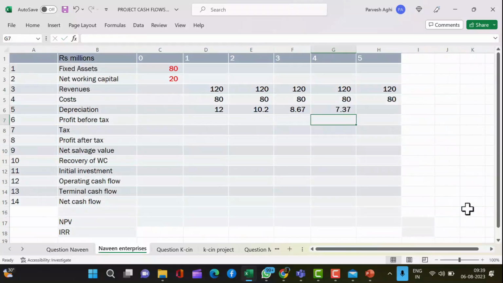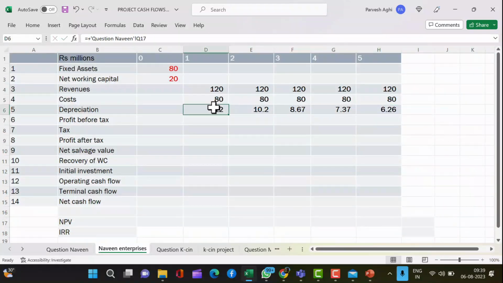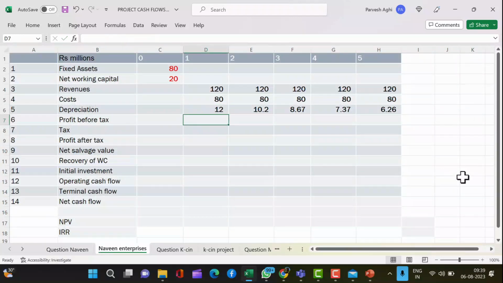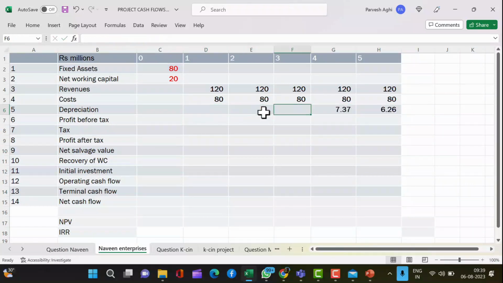Sir, what is 15% depreciation? I'll just tell you. We can even do it like this also. We just put a plus sign here, go to 80, and multiply it by 15%. So you'll have the same number. Do you see this? If I remove this, I'm just putting it like this. What I can do is put a plus sign here, go to 80, multiplied by 15%.